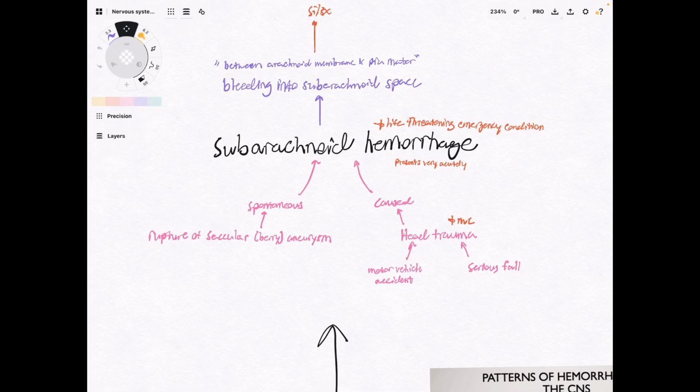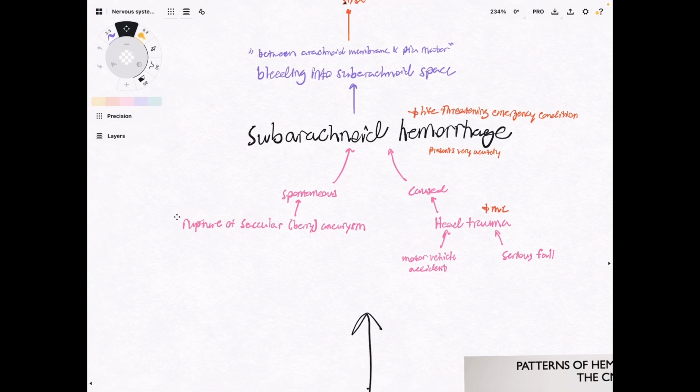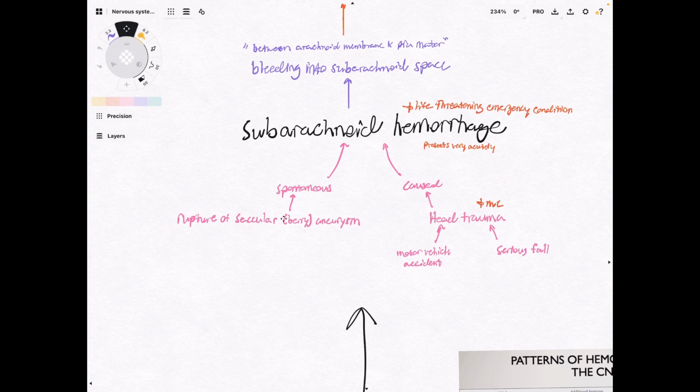So let's first talk about spontaneous. This is what you very much classically can assume as a rupture of a saccular or berry aneurysm. Now, an aneurysm is the stretching of an artery due to either high blood pressure or weakening of that vessel due to conditions such as Marfan's or Ehlers-Danlos. There's various other causes. We'll go through this in another video, but what you can see is that when this artery or this aneurysm gets bigger, it can rupture, and this is what's known as a spontaneous subarachnoid hemorrhage.